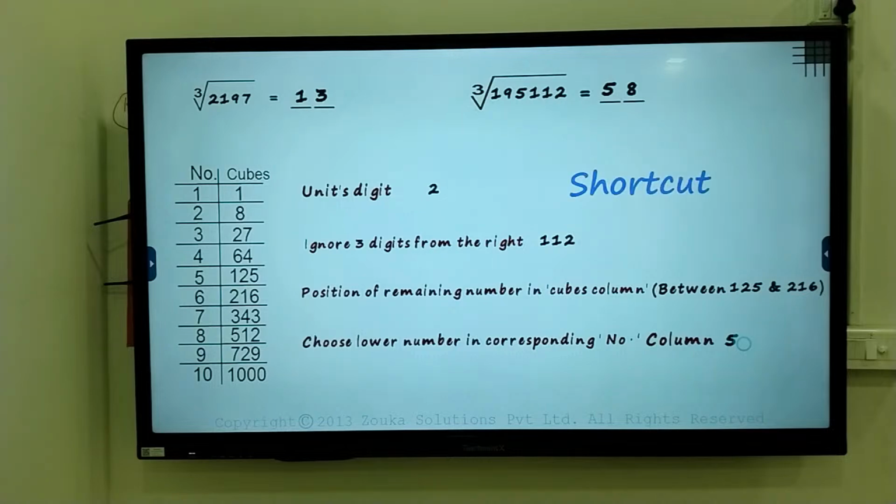And remember that this method is a shortcut and cannot be used to solve questions in your exams. You may use this method purely to verify your answers.